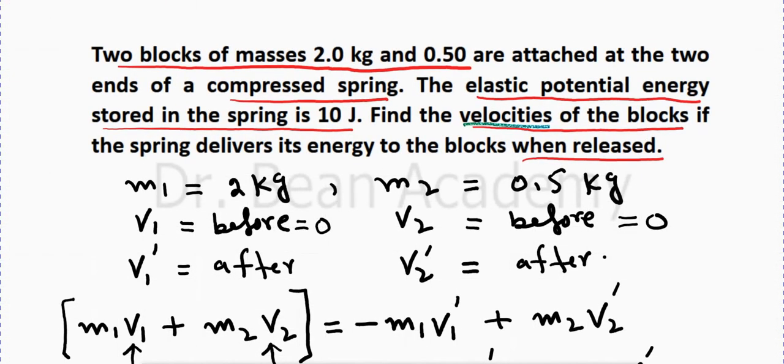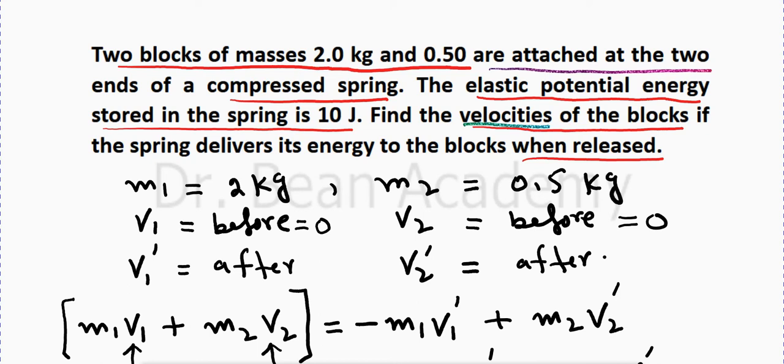So let's see. The elastic potential energy stored in the spring is 10 joules, because the spring was compressed by the forces from the left and right sides on the masses towards the spring. So the spring was compressed, and when a spring is compressed, energy is stored inside the spring. So when I remove the forces, that energy is released and the masses will move left and right. First they will go away from each other and then they will come toward each other. So this motion will go on.